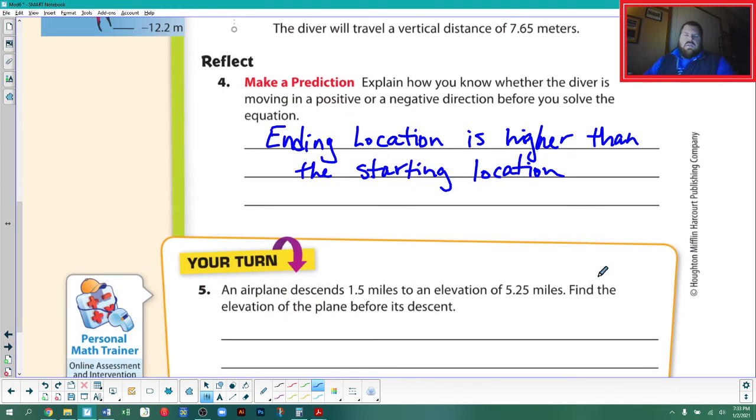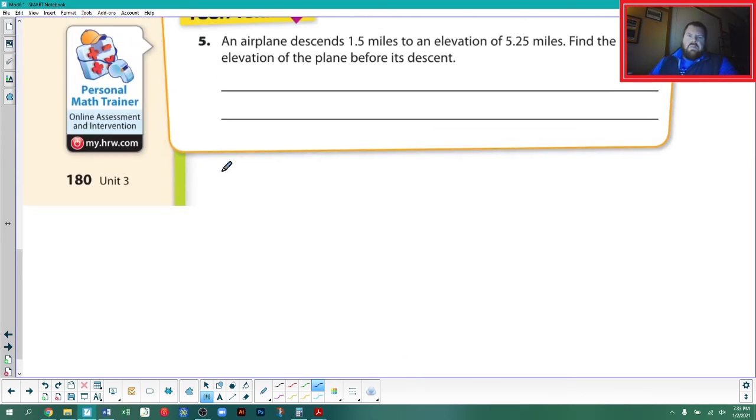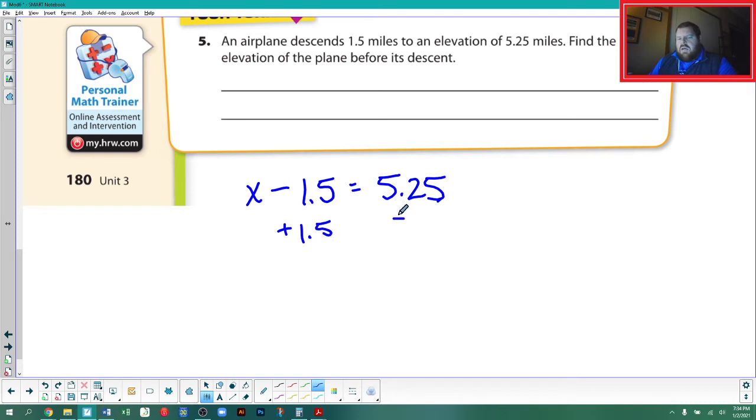Okay. It says here that an airplane descends 1.5 miles to an elevation of 5.25 miles, and we want to find sort of its starting elevation. Okay. So if it descends, I don't like that they don't give us just blank space. Come on. It starts at some location and it descends, so it goes downwards 1.5 miles, and it ends up at 5.25 miles. Okay, this seems to make a little bit of sense here. Starts at a location, goes down a distance, ends at a location. How do I undo subtraction? That would be addition of the same number.